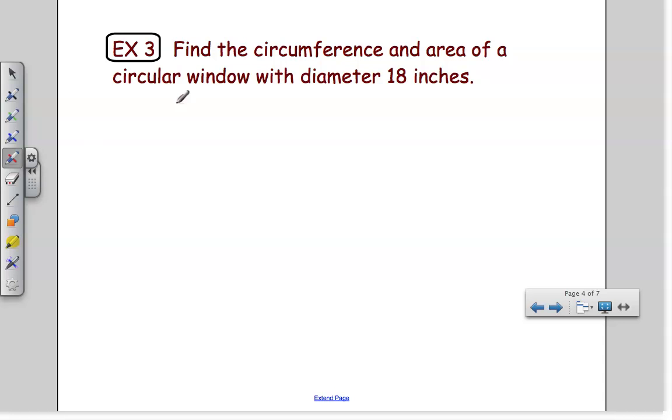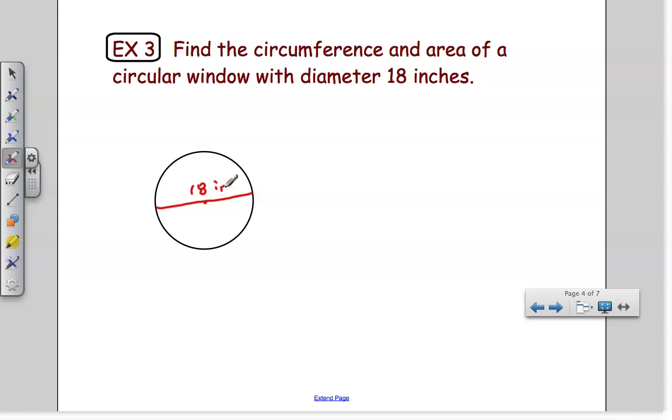Alright, our circle example. Find, and I know it's a circle example because we're talking about circumference, which is our term for perimeter or distance around a circle. Find circumference and area of a circular window with a diameter 18 inches. Well, I'm going to put a little circle here. My diameter is 18 inches. Remember that diameter would be the distance all the way across that circle going through the center.